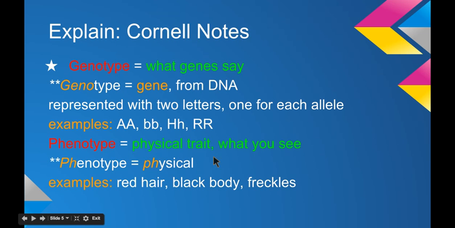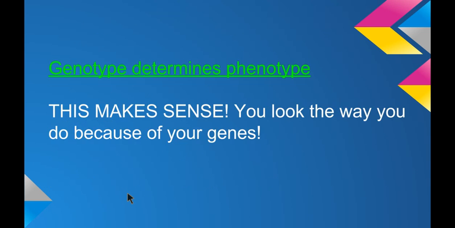Phenotype is a physical trait. That's what you see. And you can remember this because of the prefix ph. Phenotype, physical. They both start with ph. So some examples of phenotype. You would see someone's red hair. You would see a fly's black body. If someone had freckles, you would see them on their face. Phenotype is a physical trait. It's what you see. Pause the video if you need more time to copy this down.